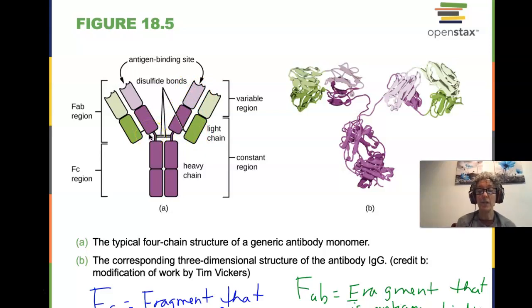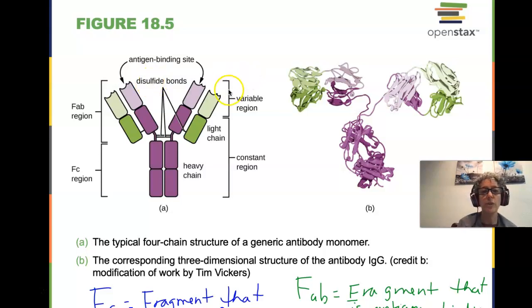Because the antibody is protein, proteins are made out of amino acids, and the amino acid cysteine contains sulfur. So there have to be cysteine amino acids in this position where we see the disulfide bonds. 2 heavy, 2 light chains that make this fork-shaped protein. We have the antigen binding site, which is here at the very tips of the fork.